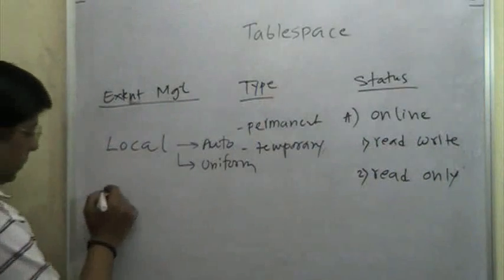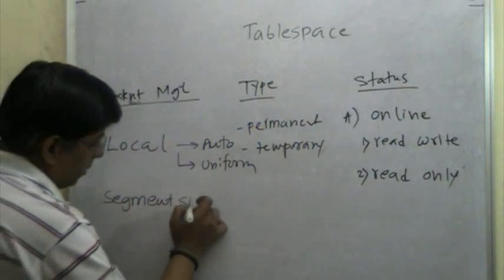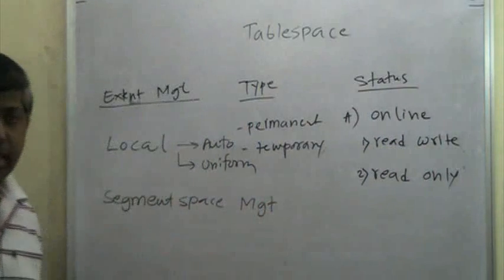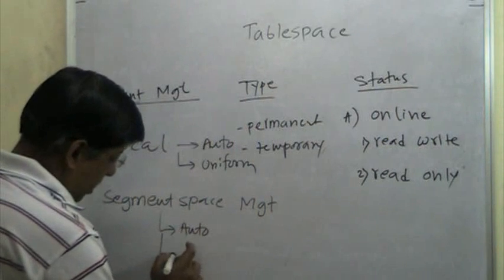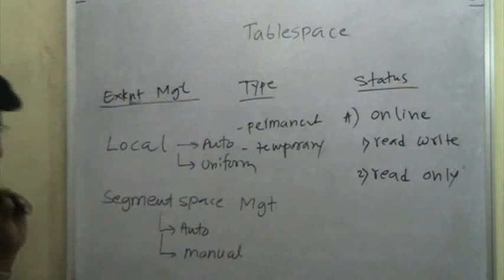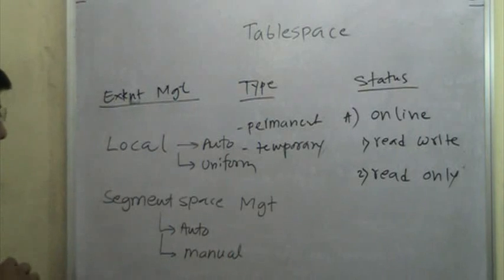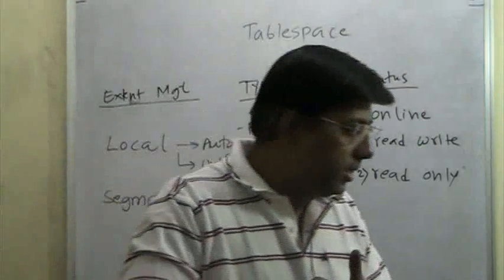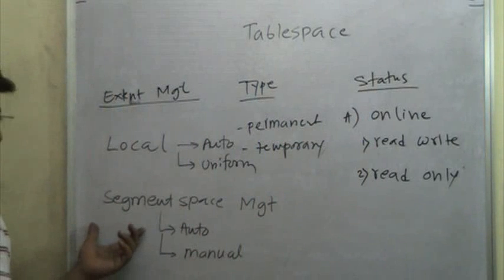There is also something called segment space management, and that segment space management is automatic and manual. Now this probably requires a lot of discussion, but I'm going to briefly mention what segment space management, automatic and manual, is. The objects in the tablespaces, that means the segments, the tables or indexes and all those things.